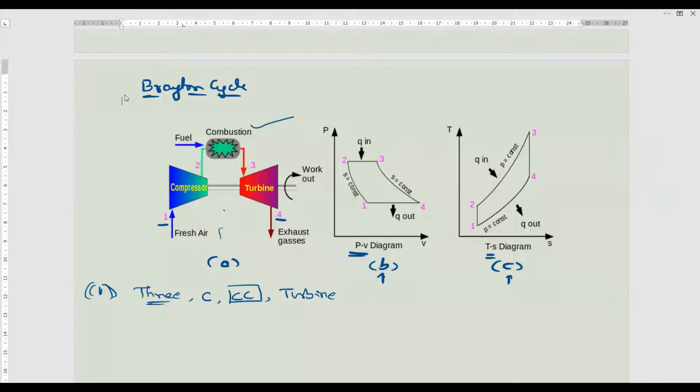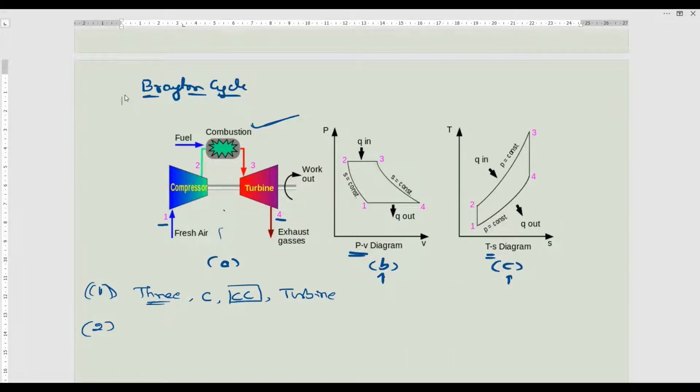But here we are discussing the open cycle gas power plant. So we will call it the combustion chamber, and there is no heat exchanger. That's the first point.